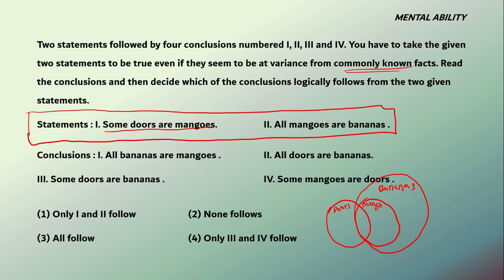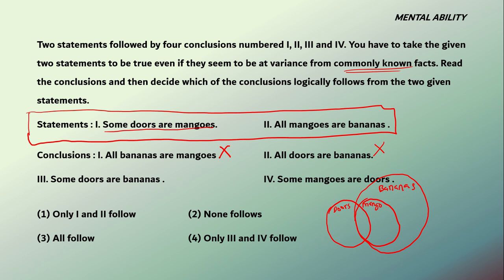And then we look at the conclusions. The first conclusion says that all bananas are mangoes. This is incorrect because here we can definitely see that some part of the bananas are not in the area represented by mangoes. The second one says all doors are bananas. This is also incorrect. We cannot tell for sure that the door circle may be inside the banana circle. We do not know for sure. But with the information given, all doors are not bananas.